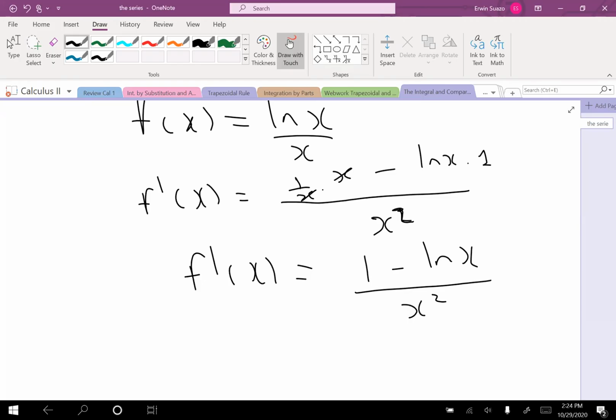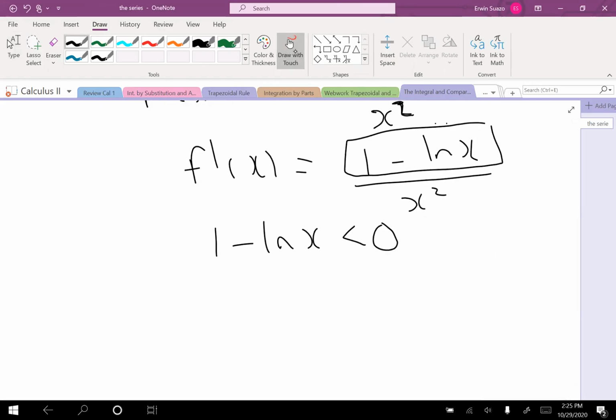So we need to figure out when this is positive and when this is negative. Basically, we need to figure out when ln of x is bigger than 1, then it will be negative. So we want to know when 1 minus ln of x is less than 0. Okay? That's what we need to know, because if this is less than 0, then the function is going to be decreasing. So we solve it: 1 less than ln of x.